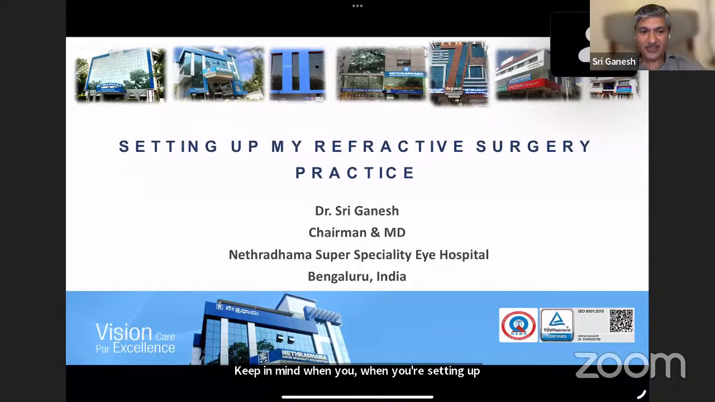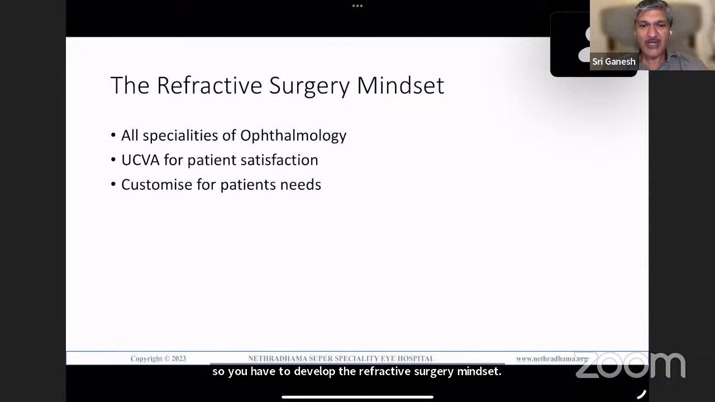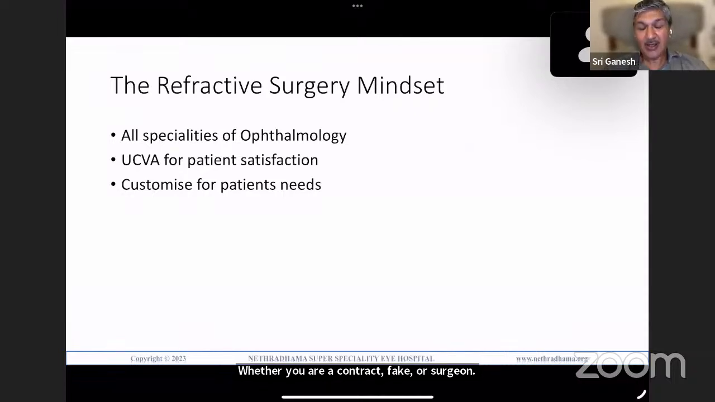Okay, so I'm going to talk on setting up a refractive surgery practice and what you need to keep in mind when you're setting it up. So let us start with first what I call the refractive surgery mindset. You have to develop the refractive surgery mindset, and this applies to all specialties of ophthalmology. Whether you are a cornea specialist, a glaucoma specialist, or a cataract phacosurgeon, you should have a refractive surgery mindset, which is to give a good uncorrected visual acuity for all patients.